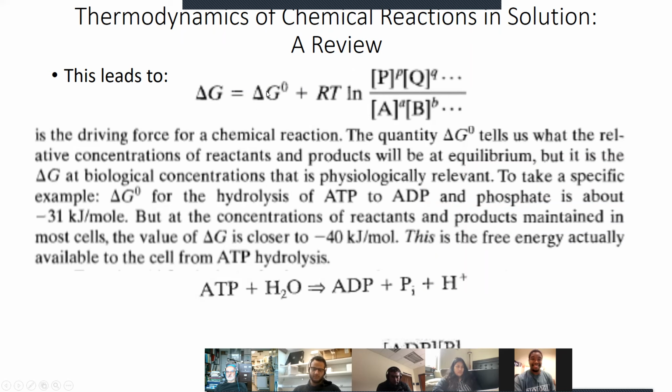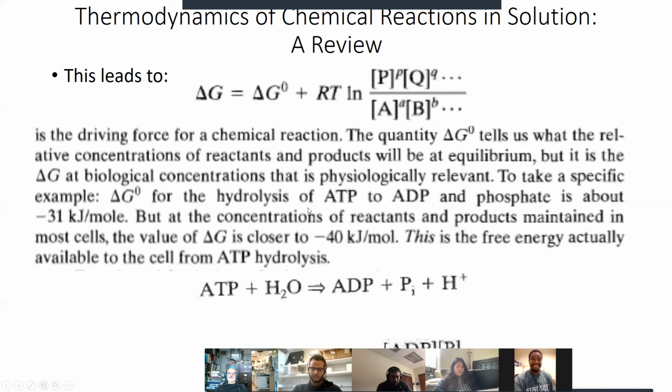This is the sum of all those standard state terms, plus the RT ln of the concentrations of all of the different terms multiplied out. And it's P raised to the p power, Q raised to the q power, etc. Now in the book, Van Holde does an example.